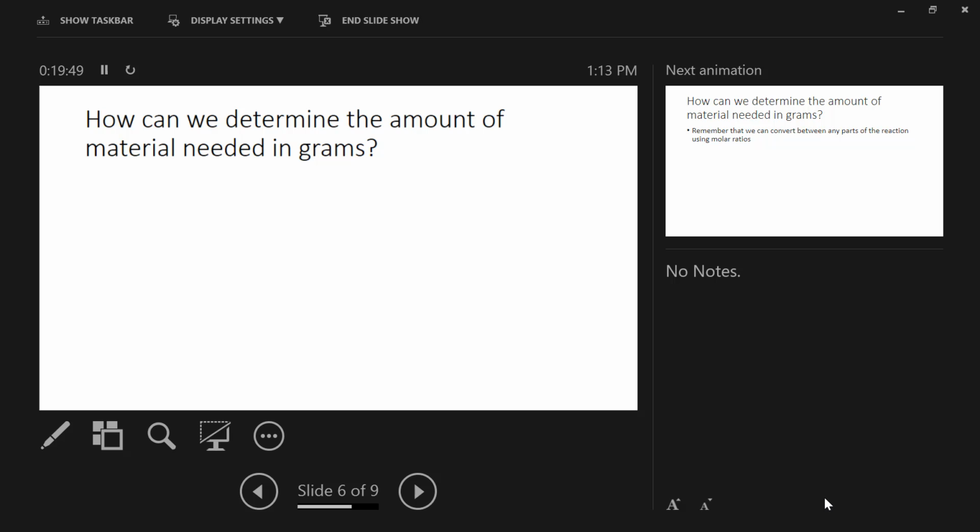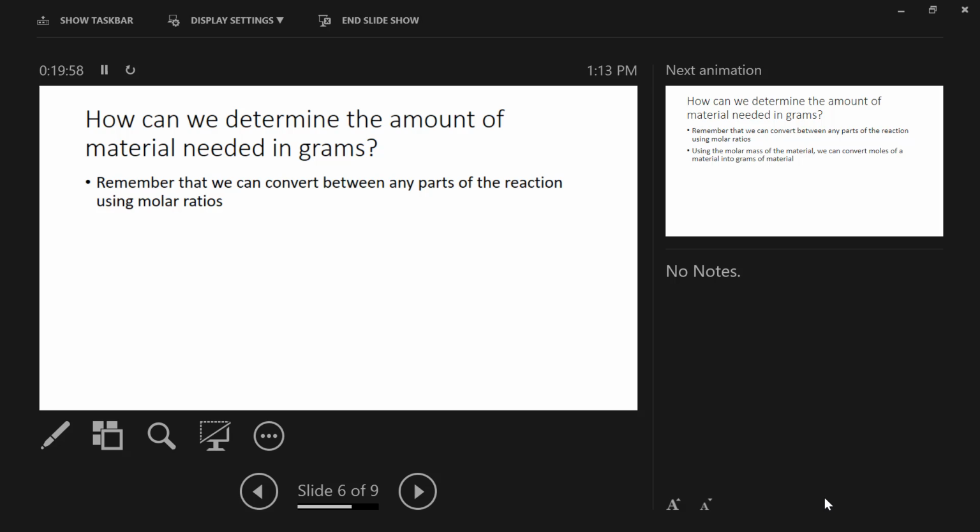All right, so how can we determine the amount of material needed in grams? Or the same thing, you could say the amount of material produced in grams, how much you should produce. So remember from a few slides ago that we can convert between any parts of a reaction using these molar ratios, right? We can convert from reactant to other reactant. We can convert from reactant to product. We can convert from product to product, product to reactant, right? We can do anything we want as long as we have those molar ratios, right? As far as you know.